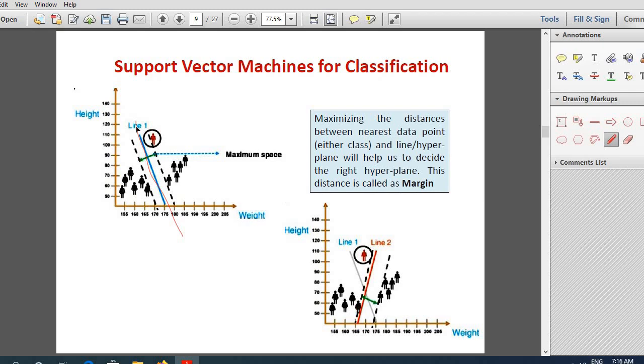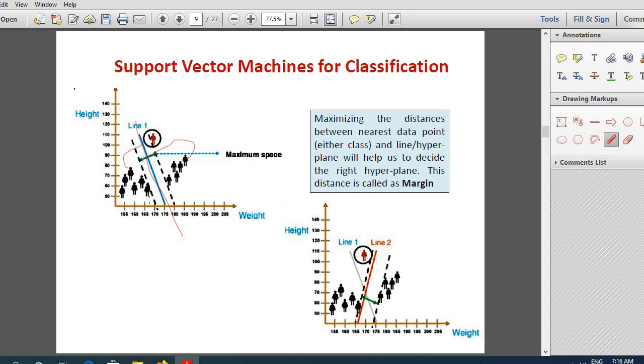What we do is, you calculate the distance of each of the data points, both belonging to male category and female category. You calculate the distance. For example, you calculate the distance of this female towards this line. Similarly, you calculate the distance of this male towards this line, main line. Similarly, you calculate the distance between each of the female data points and the line, as well as male data points and the line.